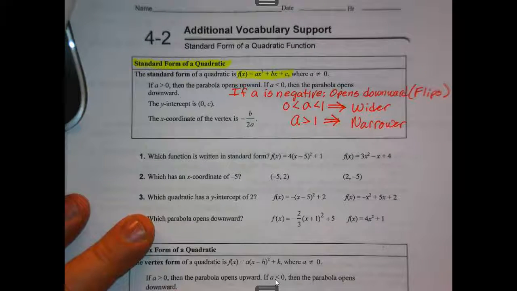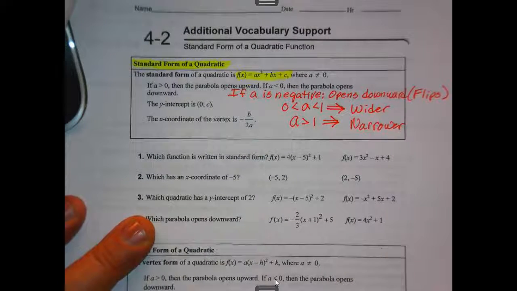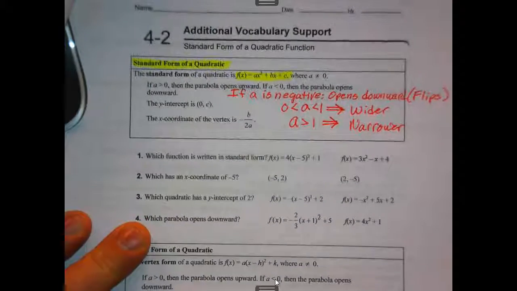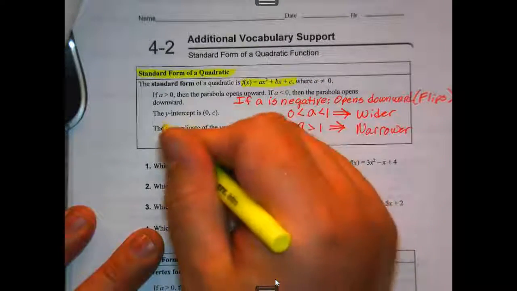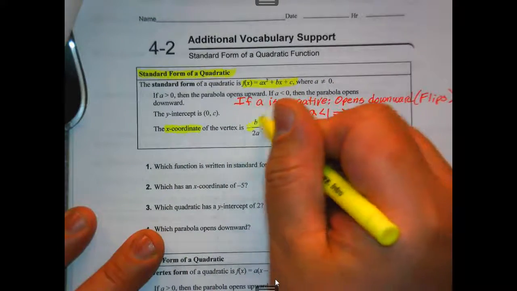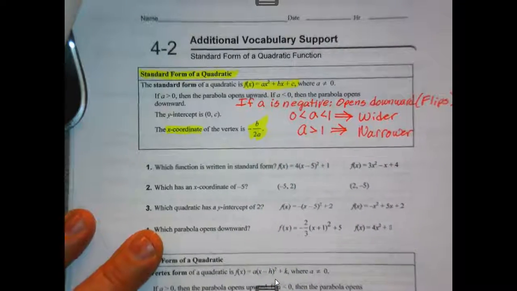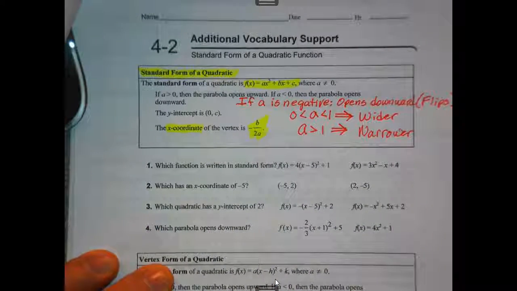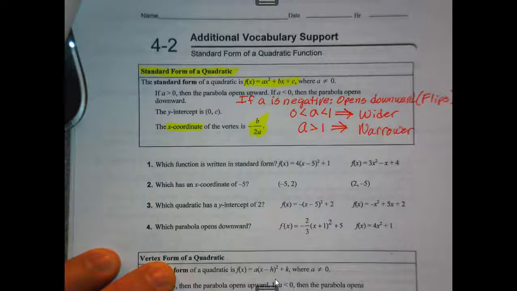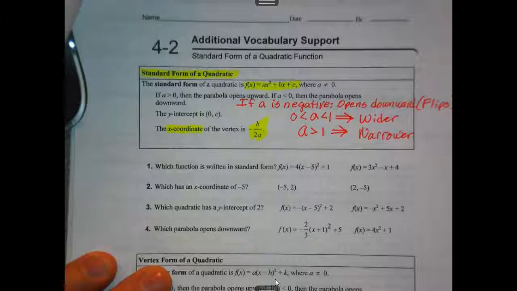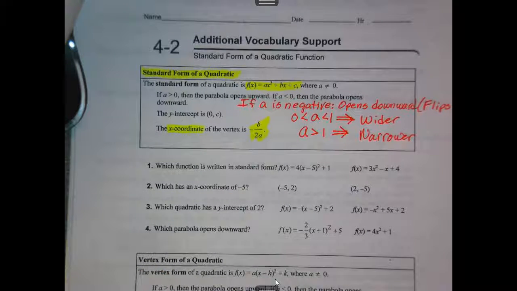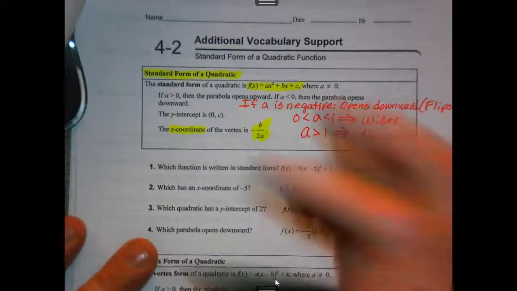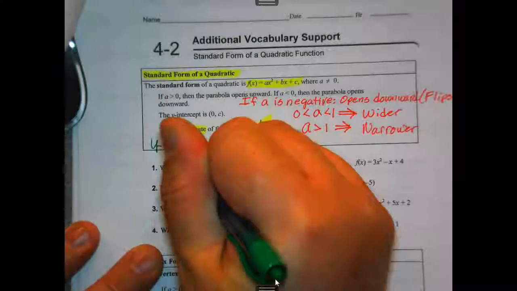The x coordinate of the vertex. Are you ready, kids? Okay, the x coordinate of the vertex is negative b over 2a. How do I get the y coordinate? Plug it in.